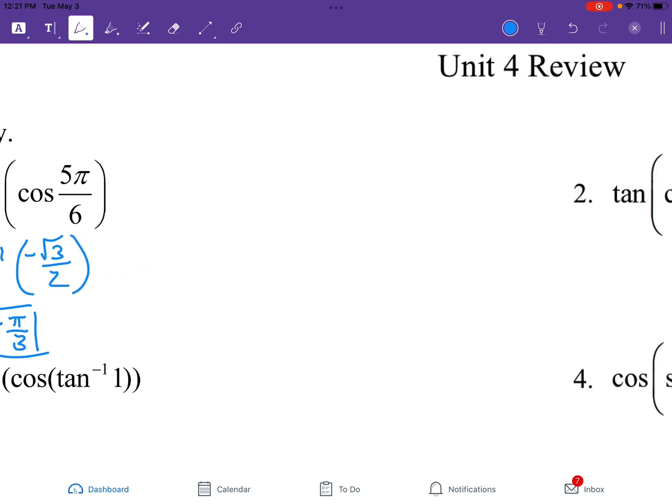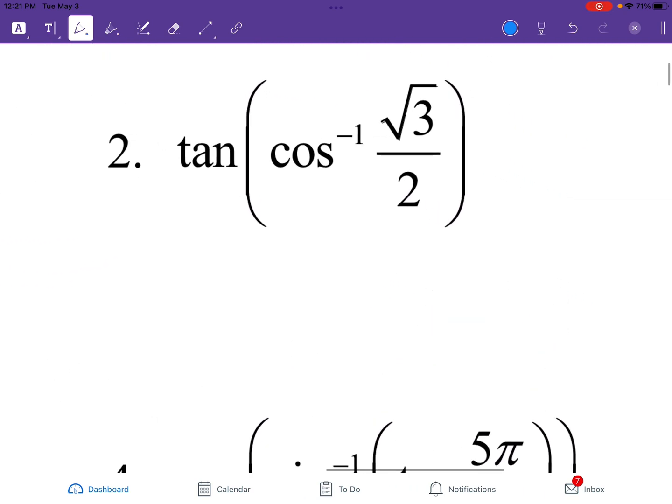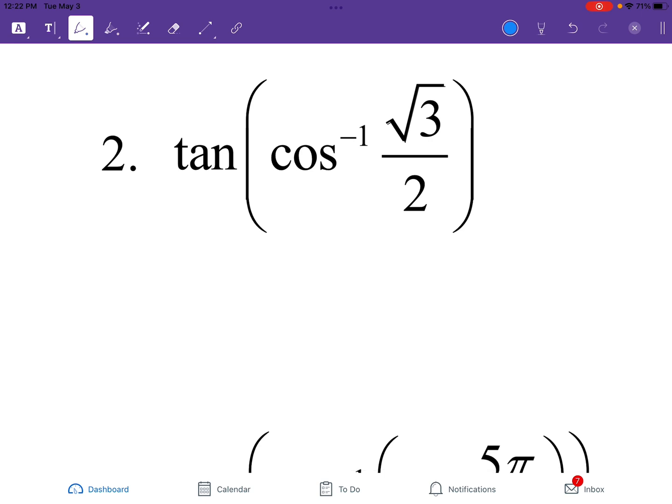Number 2. All right, this is the inverse cosine. So for inverse cosine, we can only use the top half of the unit circle. Looking for square root of 3 over 2, which is going to be pi over 6. Then to find the tangent of pi over 6.